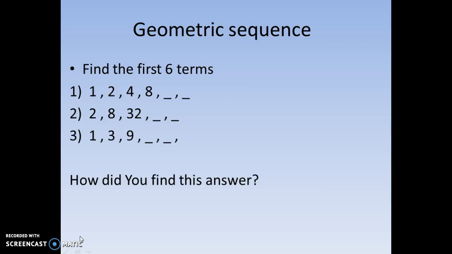For me it looks like we're multiplying by 2. So wouldn't the next term after 8 be 16, and then after that be 32? Yeah. Let's look at the second one.